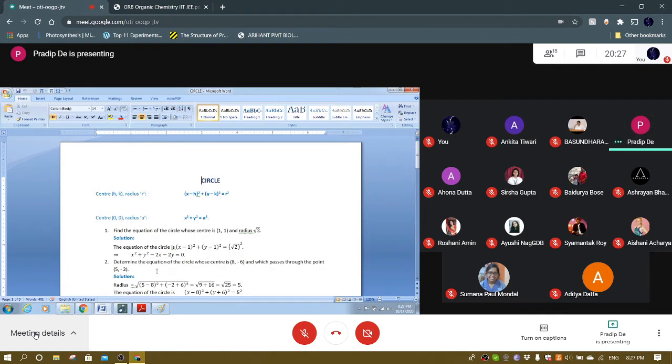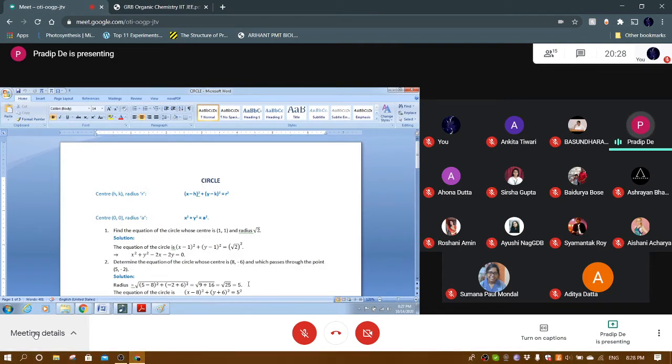In number 2, determine the equation of the circle whose center is at 8, minus 6 and which passes through the point 5, minus 2. Here the radius is not given, but the center is known and one point on the circumference is known. We can easily find out the radius. The radius is the distance between the center and a point on the circumference. So first we find out the radius. Radius is the distance between the center 8, minus 6 and the point 5, minus 2. Using the distance formula, we find that the radius is 5.